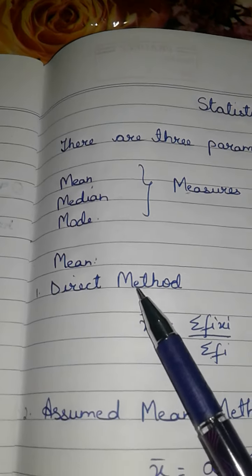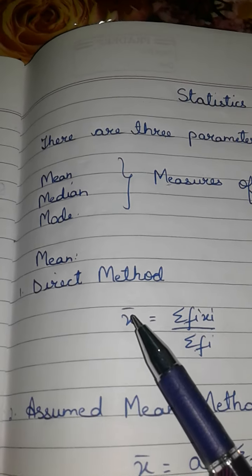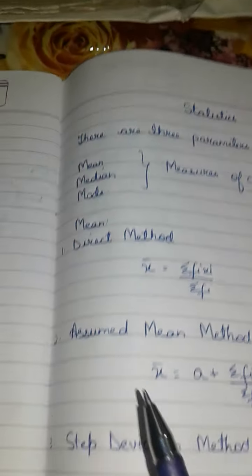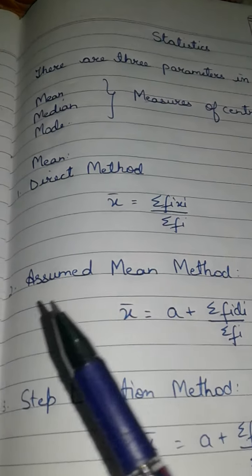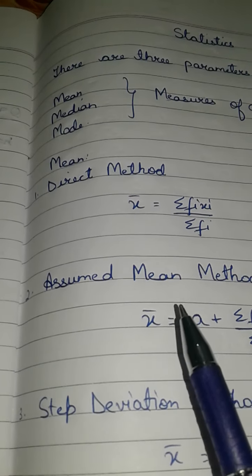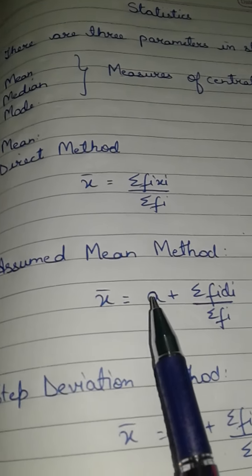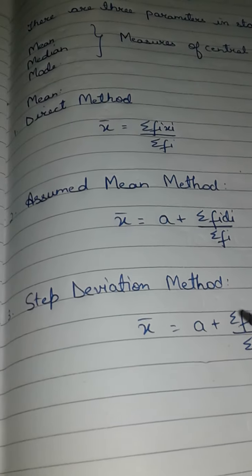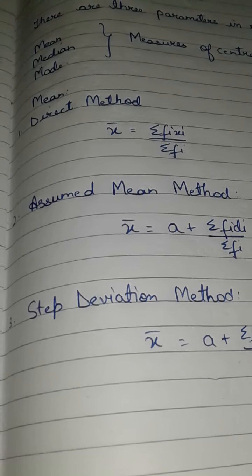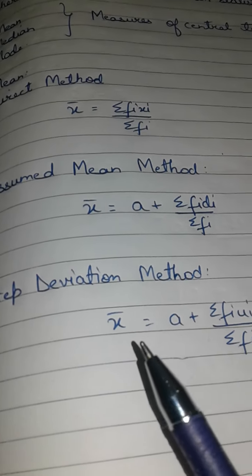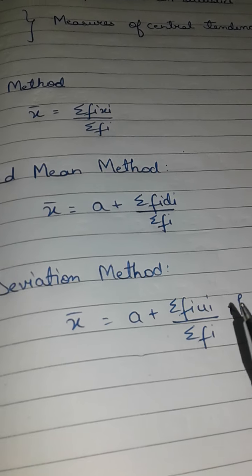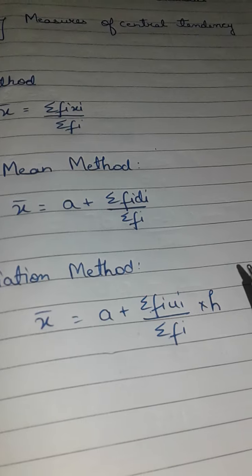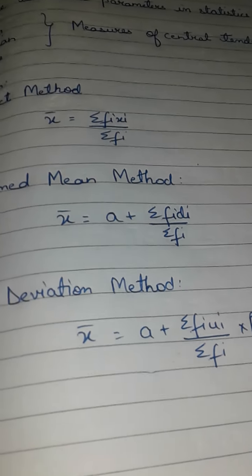First method is direct method. X bar is the symbol to denote mean. X bar is equal to sigma fi xi upon sigma fi. Second method to solve mean is assume mean method. The formula for the assume mean method is x bar is equal to a plus sigma fi di upon sigma fi. The third method to solve mean is step deviation method. The formula for the same is x bar is equal to a plus sigma fi ui upon sigma fi into h. Here a is assume mean and h is the class size, which I'll tell you later.